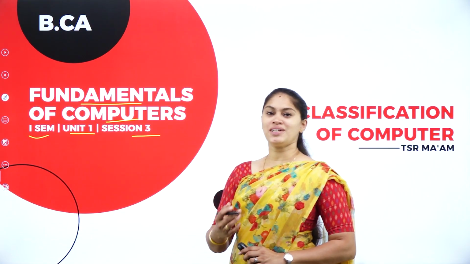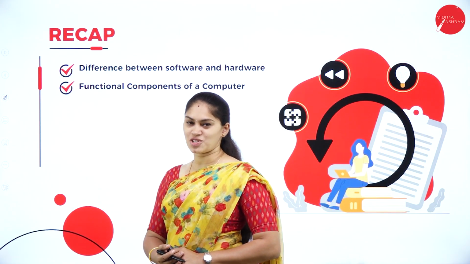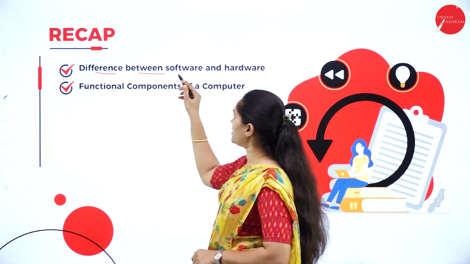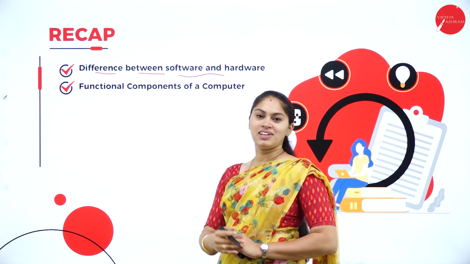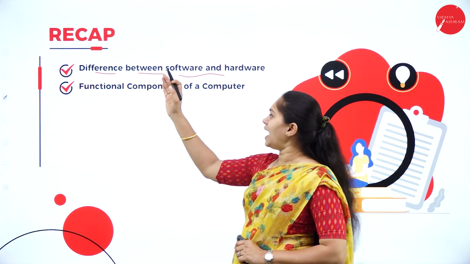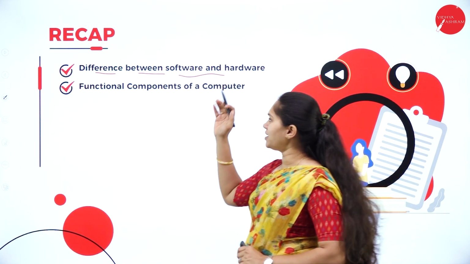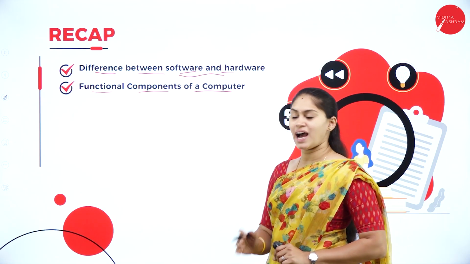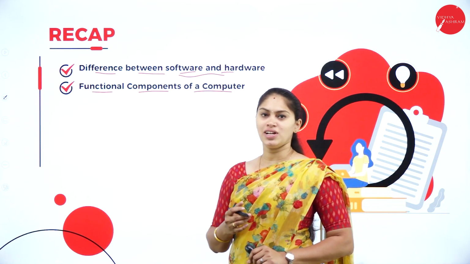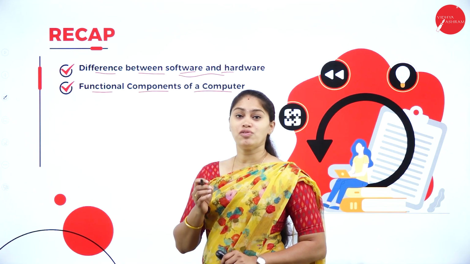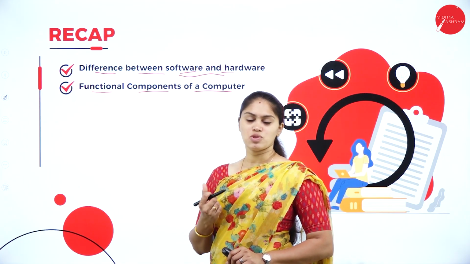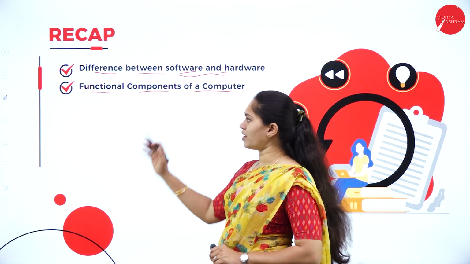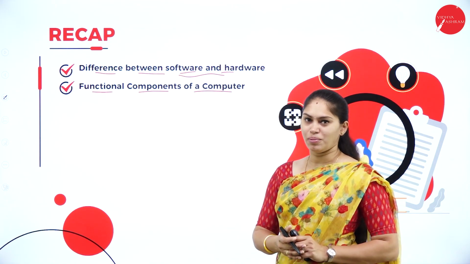Before getting into today's session, we'll have a quick recap of our previous session. As we know, in the last session of this unit, we discussed the differences between software and hardware. I had given a tabular format for the difference between hardware and software. You need to understand software and hardware, and I also discussed the functional components we have in a computer. When it comes to the functional components, you need to understand the working of each unit along with a diagram. So we have an input unit, output unit, memory unit, along with a processing unit. That is what I had discussed regarding the functional components of a computer.